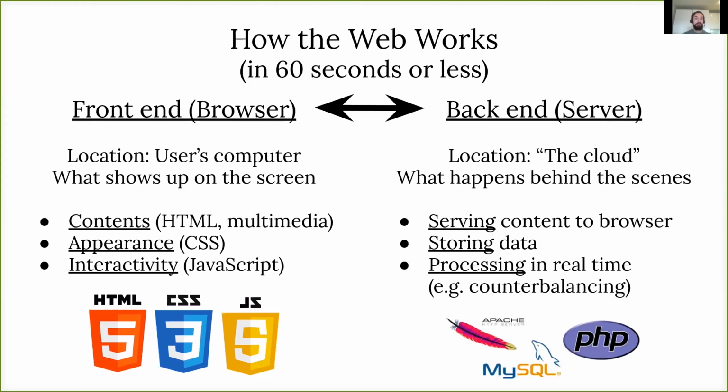The other end of the internet is the servers, so everything that happens in the cloud. And this is responsible for things like sending files to the browser, storing data, processing stuff in real time. An example of this in building experiments is counterbalancing. If you need to counterbalance, you need to, on the server, keep track of what conditions participants have already done. To run an online experiment, really you need to manage both of these things.